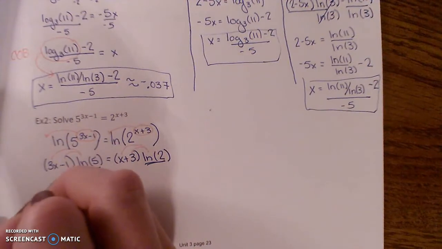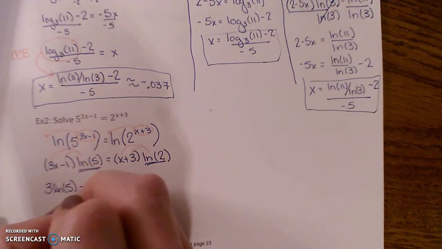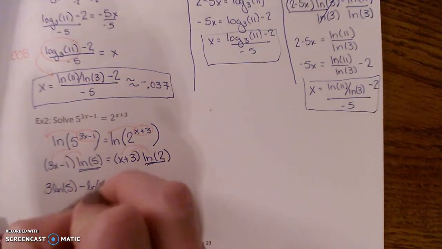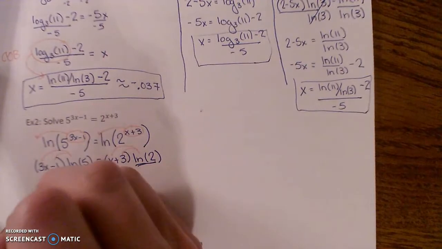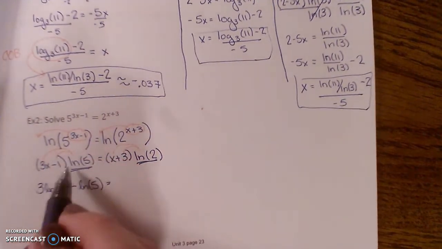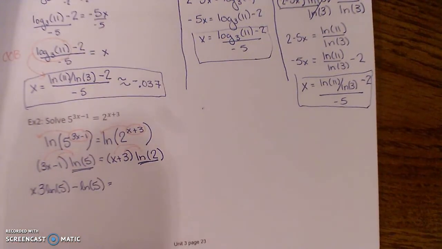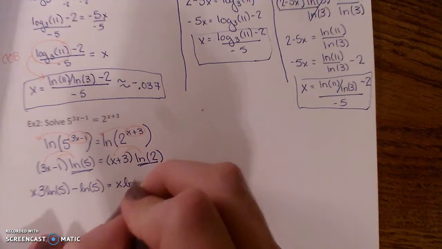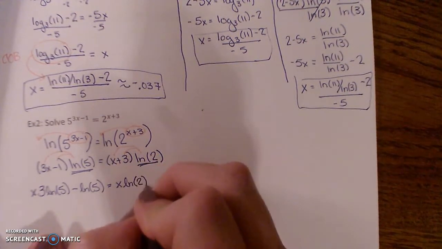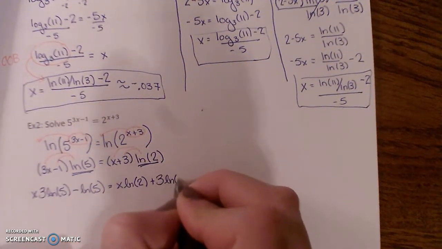So, first term, I've got 3x times natural log of 5 minus natural log of 5 equals x times natural log of 2 plus 3 natural log of 2. Sorry, I forgot my x. Let me put the x out front. Doesn't really matter.